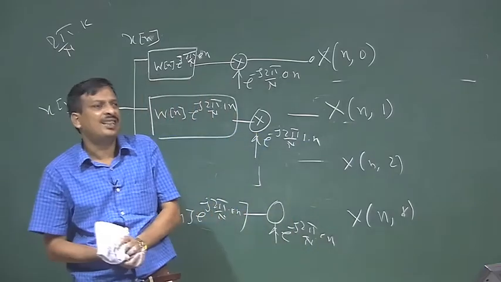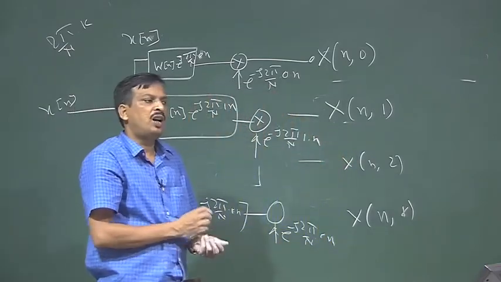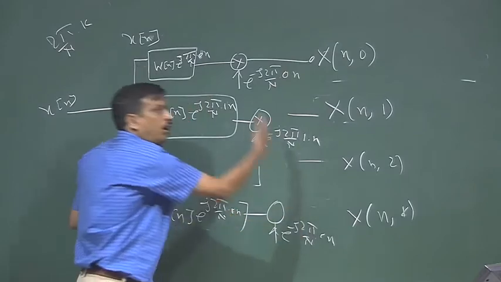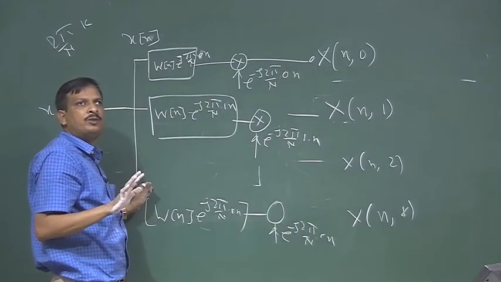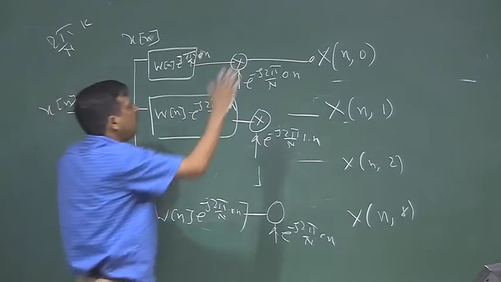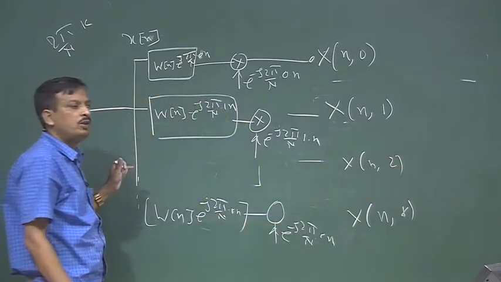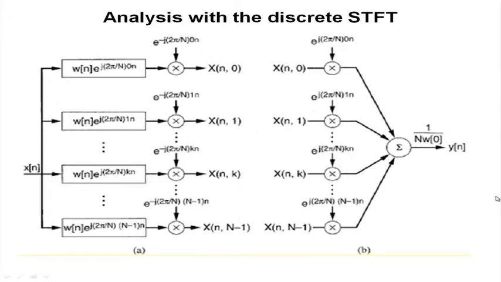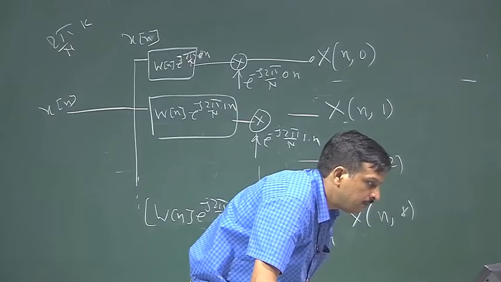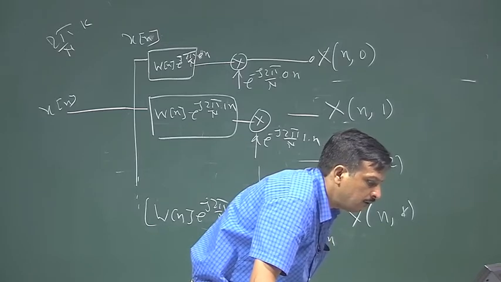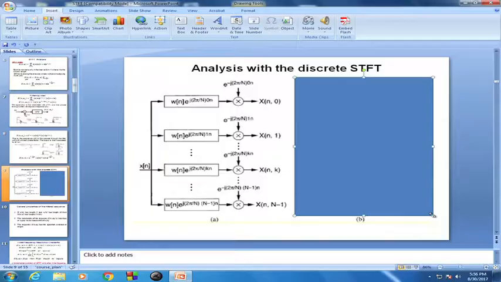So, this is called the synthesis part. Analysis with discrete STFT. I can say this portion is called analysis of STFT with the filtering view. I apply the x[n] signal, and I can find out the 0th component, first component, second component, third component and kth component this way. Forget about this other portion, let us hide it; I will discuss it later. So, now this portion is the analysis portion.